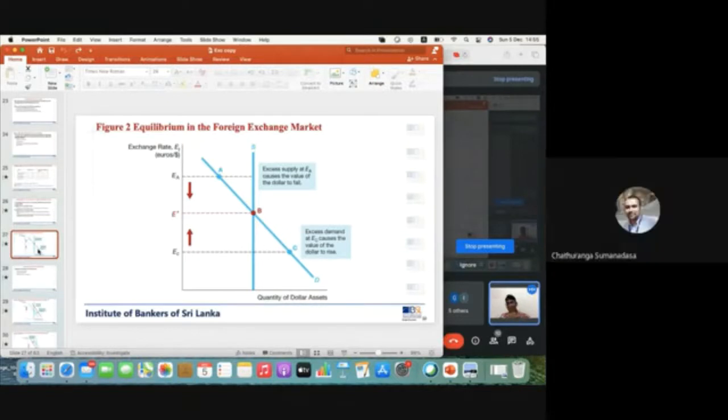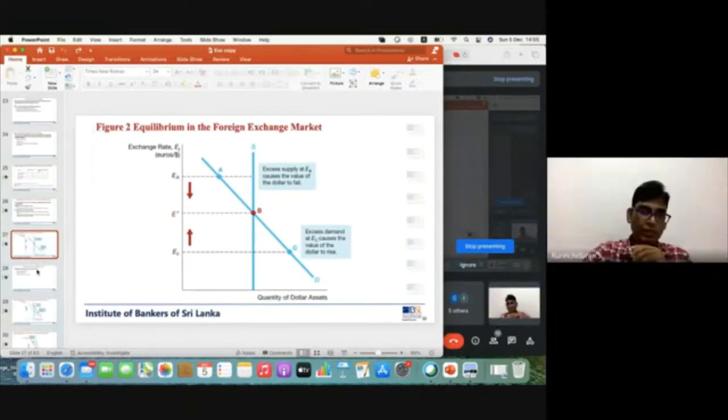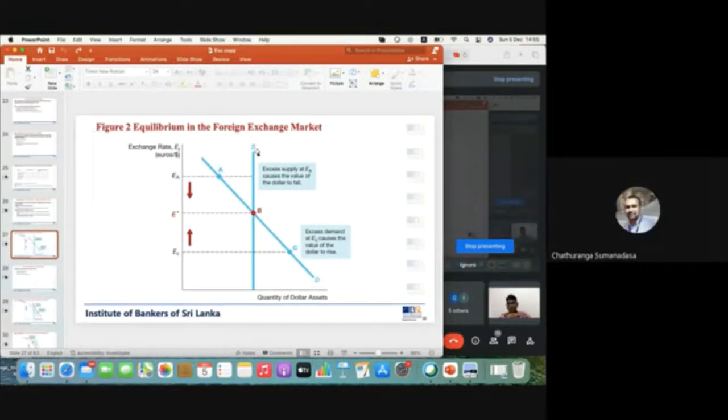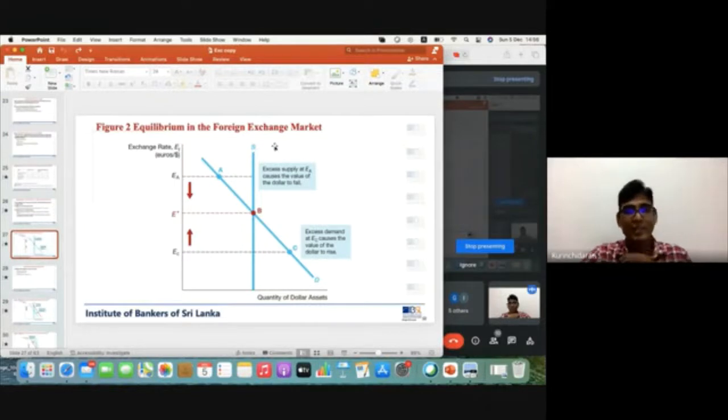Excuse me, why is this supply constant always in the short run? Sorry, why is the supply treated as constant? Because supply is not relevant to the exchange rate. You don't issue the bond based on the exchange rate. Here we are taking only two variables, right? Exchange rate and quantity of dollar assets.